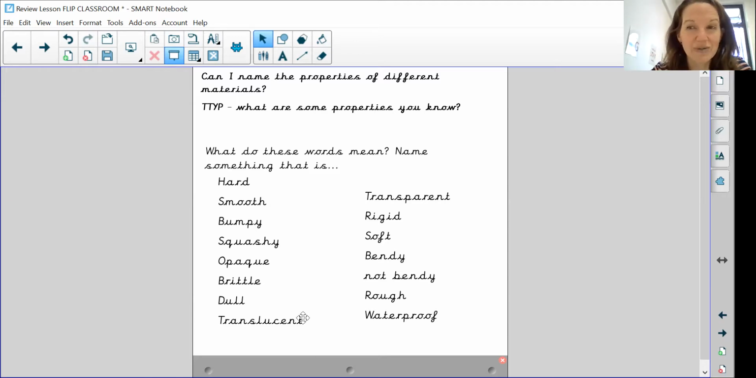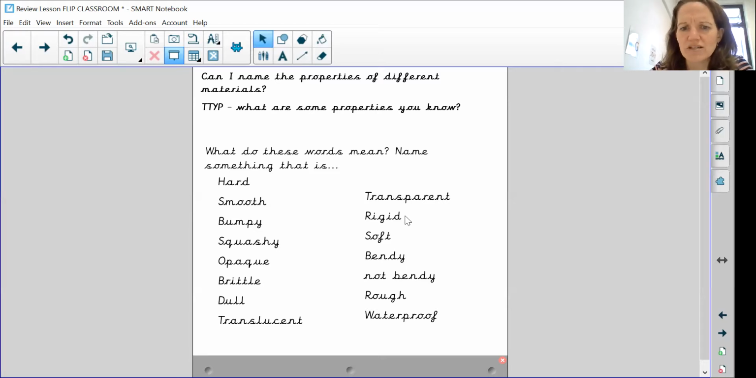Now, what about translucent? So we have three words, don't we? We have opaque, translucent, and transparent. So what does translucent mean? It's that tricky one. It's the one in between. So it's not clear, not like a window or a plastic water bottle that you can see through. It's kind of like maybe sunglasses or a blue bottle that you can kind of see through. That's what translucent means. So transparent means you can see through it, like a window or one of those plastic water bottles you can buy from the shop.